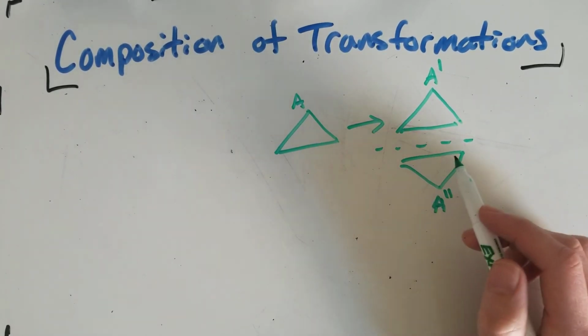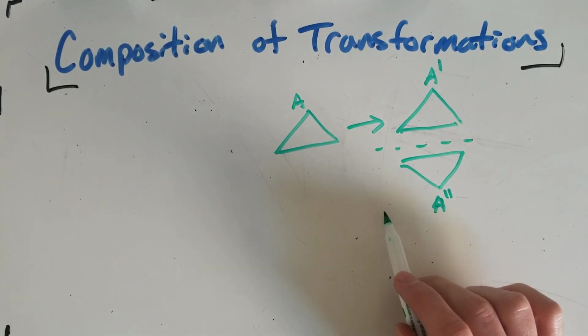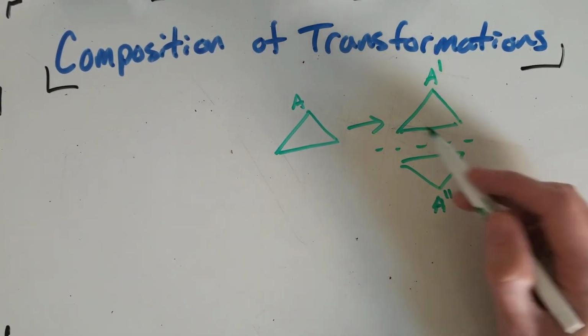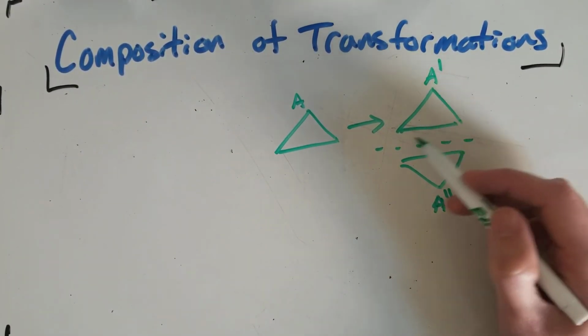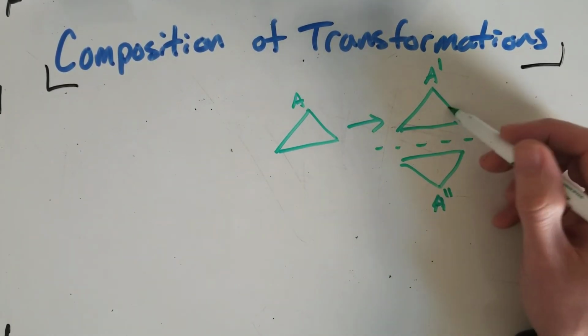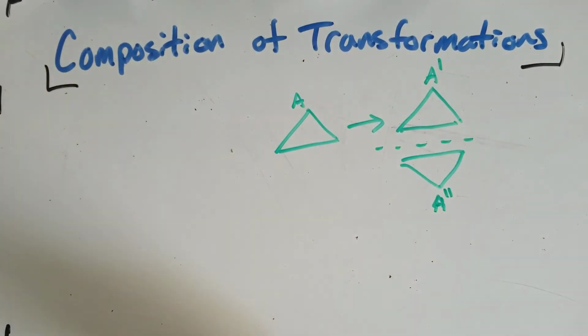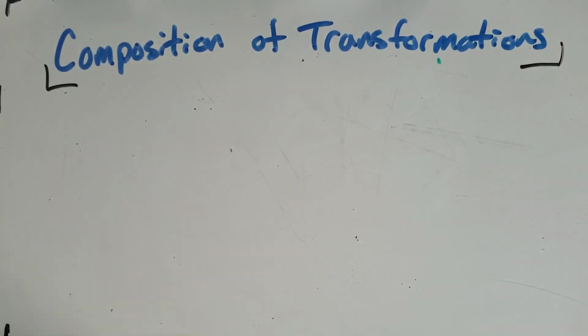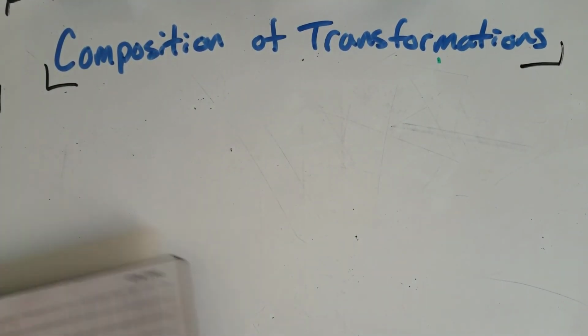So if you have a composition, you're just doing more than one transformation. The first transformation you do to the original image. The second transformation you do to the final image of the first transformation. So you translated, and then you reflected that translation to get here. So it's like you're always doing the transformation to the most recent image. And we'll do a few examples, and I'll give you some tricks on how to do these.